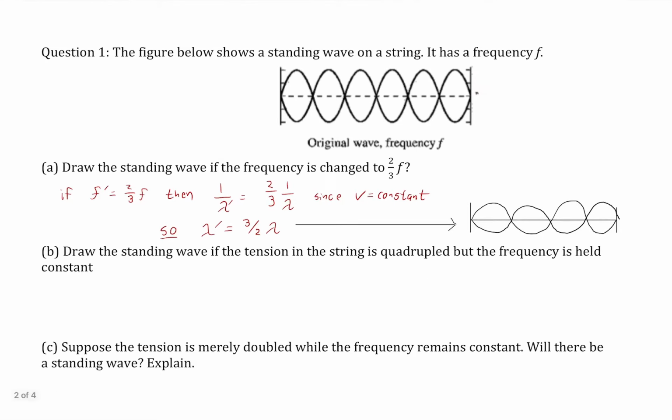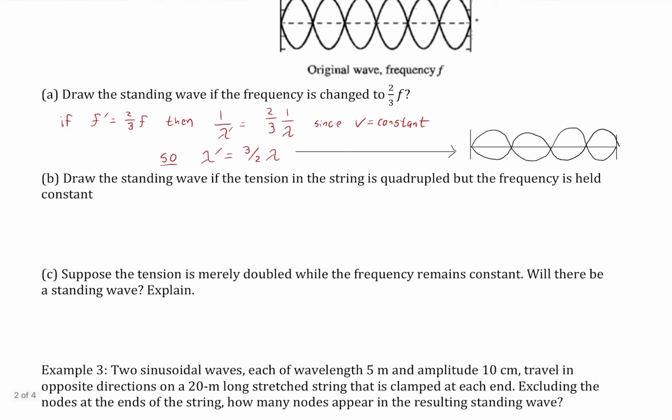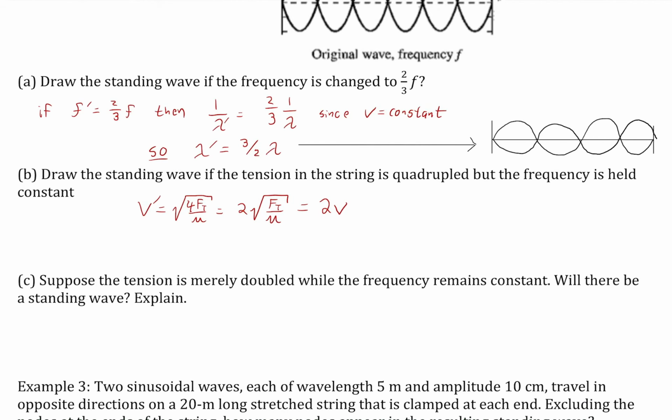Now part B. Draw the standing wave if the tension in the string is quadrupled, but the frequency is held constant. Well, the tension is going to affect the velocity. So if we consider the new velocity as v prime, then that's going to be the square root of 4 times the tension over the linear density. Well, the 4 comes out of the square root, because you take the square root of 4, you get 2, of course.